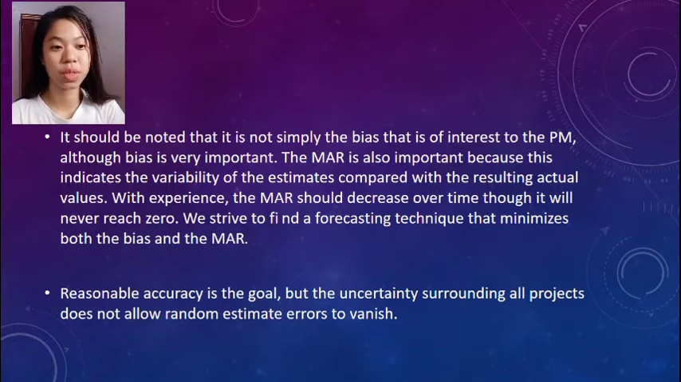When meeting with their subordinates in order to coach them on improving their estimates, it is important to recognize that most overestimates of duration or resource requirements are the result of an attempt by the subordinate to make safe estimates, and underestimates result from over-optimism. If subordinates overcorrect, the PM should avoid sharp criticism. Reasonable accuracy is the goal, but the uncertainty surrounding all projects does not allow random estimate errors to vanish.